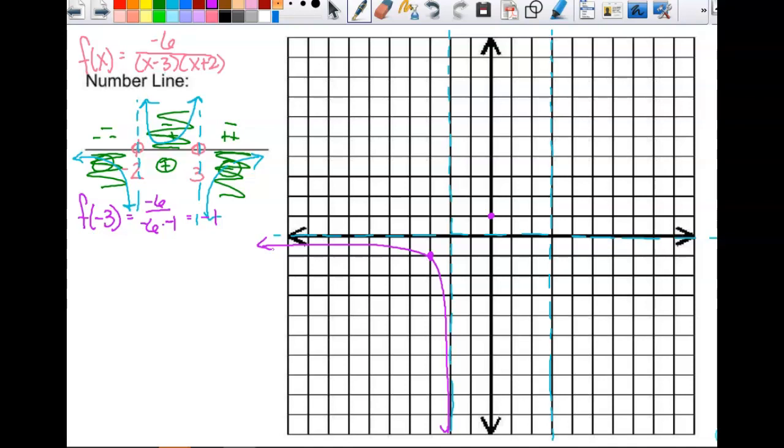All right. So in between these two asymptotes, I have this 1 point. It is possible to cross a horizontal asymptote, but I can't cross this one because that would make it negative, and that's not okay. So I'm going to find one other point. We'll do f of 1. Let's see what happens here. I'm going to get -6 over -2 times 3. So that's going to give me 1.